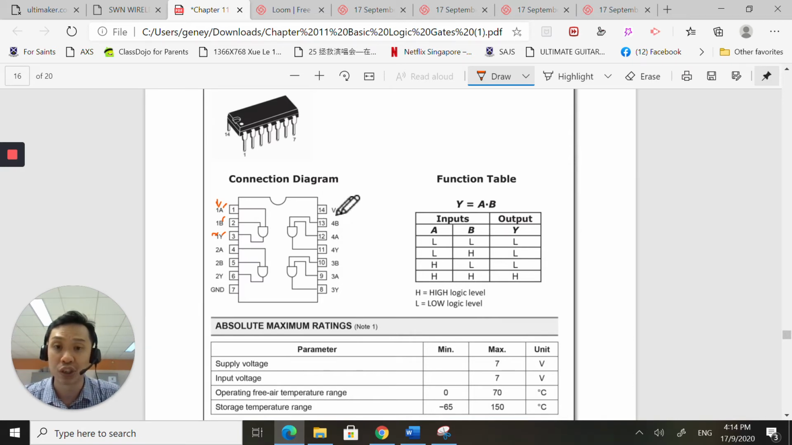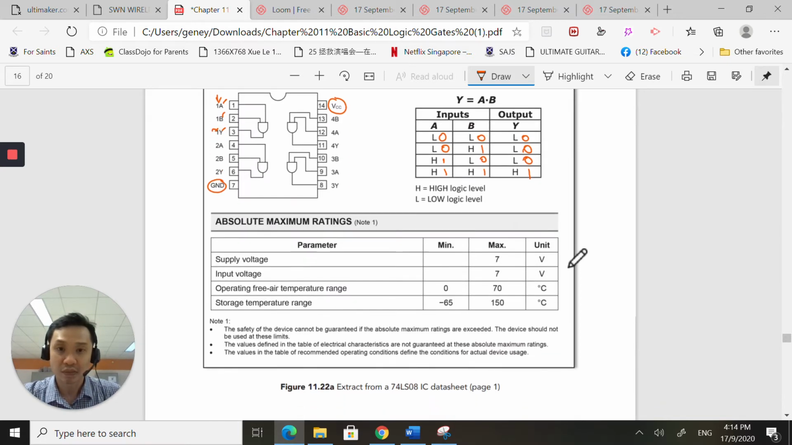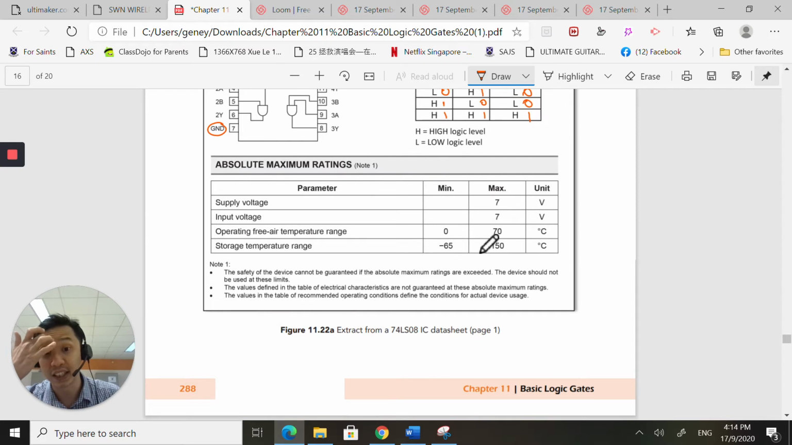To power on this chip, you need to have a VCC pin. This is pin 14, and you need to have a ground pin, pin 7. Okay. The datasheet will also give you the truth table. A low is equivalent to a 0, and like this. And yes, this is the truth table of an AND gate. Datasheet don't lie.